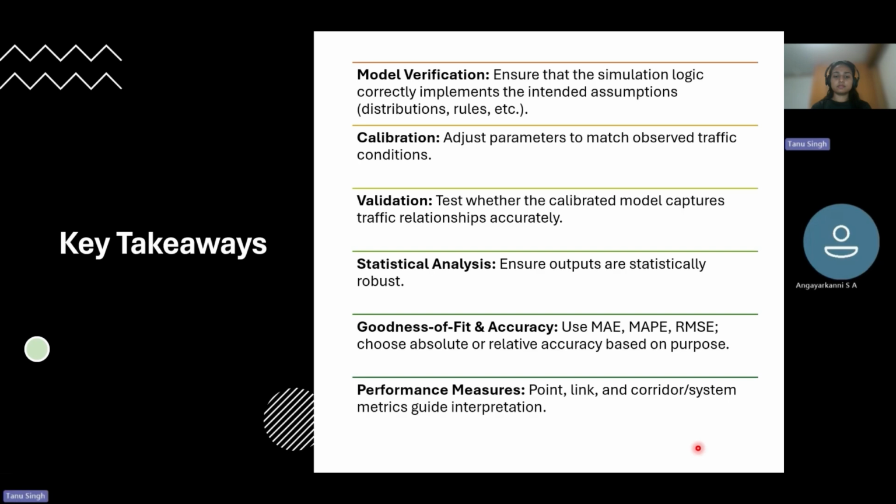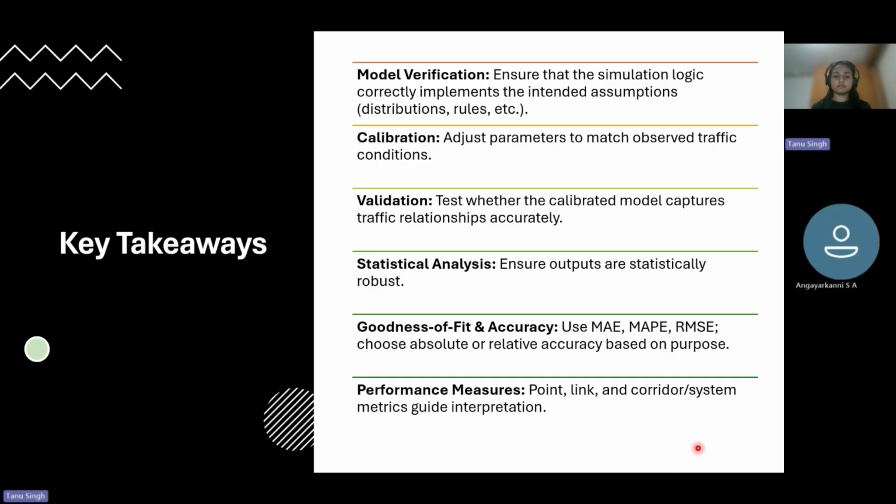Then calibration, adjusting the parameters to match the field condition. Then validation, which confirms that the calibrated model accurately captures the real-world traffic relationship. Then statistical analysis, which confirms outputs are reliable and determines optimal simulation runs.